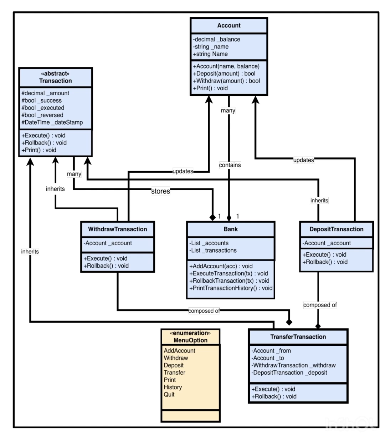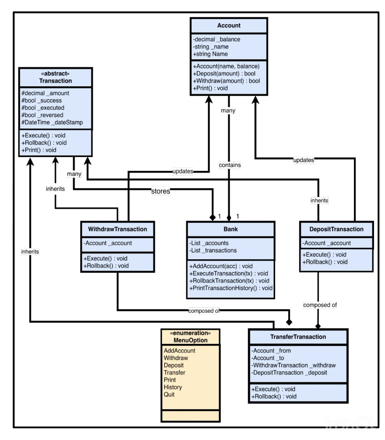In this UML diagram, every class is drawn as a rectangle divided into three sections. The top section holds the class name. For example, here we have Account, Bank, Transaction, Deposit Transaction, Withdraw Transaction and Transfer Transaction. The middle section holds the fields or attributes.